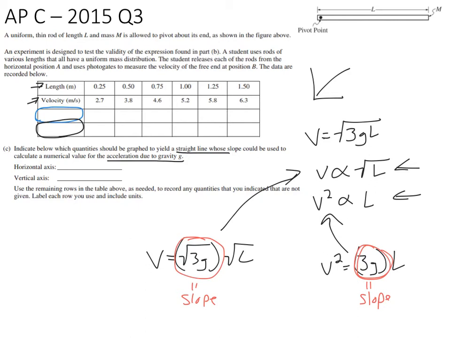So I'm going to say that the horizontal axis is square root of L, and the vertical axis is v, the velocity. Another part that's important to note here: it says use the remaining rows of the table above to record the quantities. So we have to label the row and include the units. Velocity is already there. Instead, I have to include root L. Then I just put in the actual values for this. Root 0.5, root 0.75, and so on and so on. And this earns you 1 point for realizing that these two have to be graphed to get a linear line.